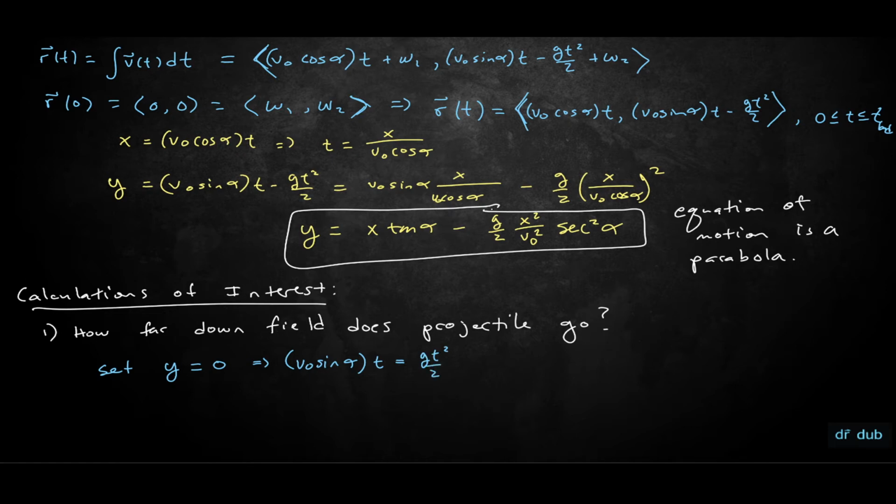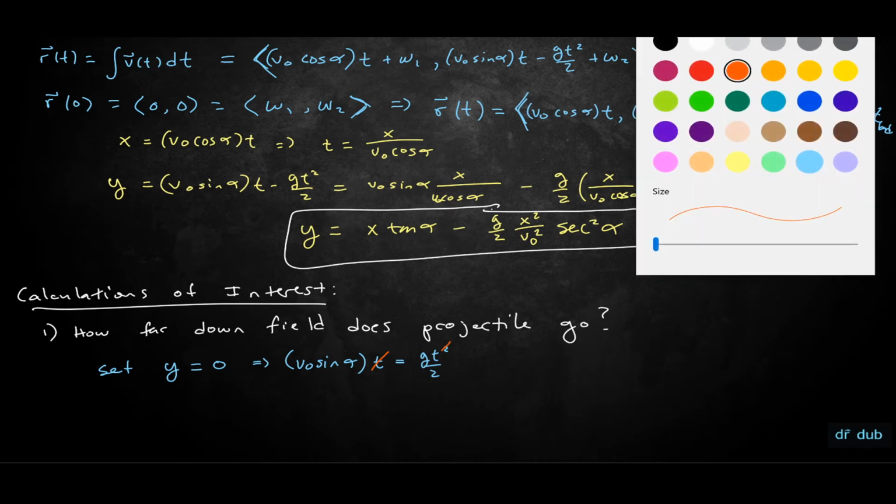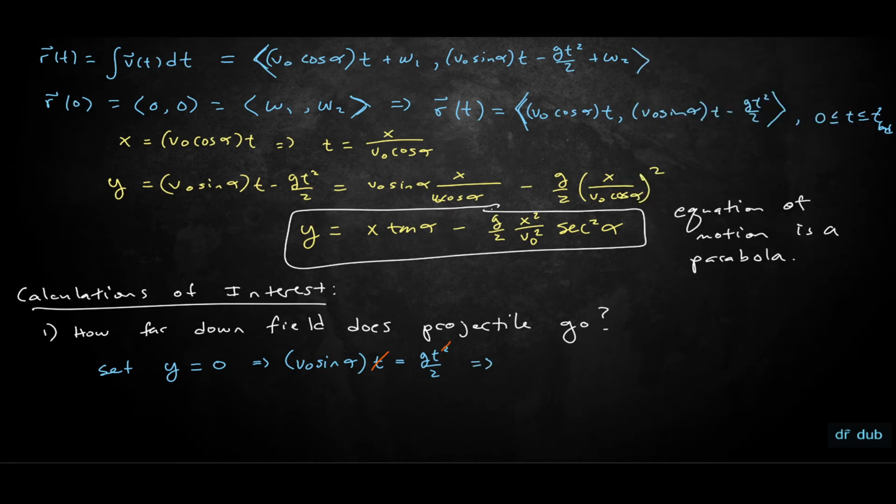So I know there are two times at which y is equal to 0. T equals 0. Well, that's not of interest because we know we're already at the ground there. So I want to know what time later. So the t land, I'll call it, t land is equal to 2 over g times v0 sine alpha. So that's the time at which we land.